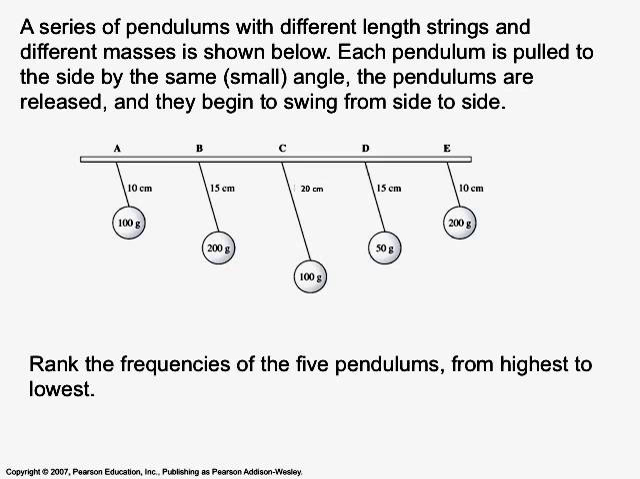So the shortest pendulum will swing back and forth the most frequently, and the longest pendulum will swing back and forth the least frequently. So A is equal to E, they're the same length. B is equal to D, less frequently than A equals E, but more frequently than the longest pendulum, C.